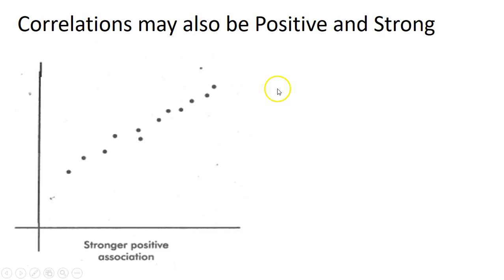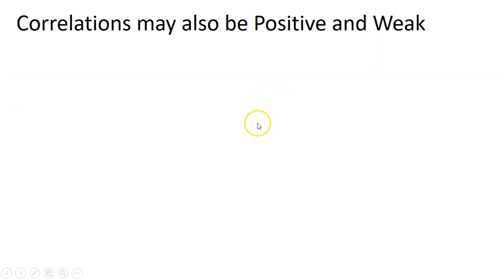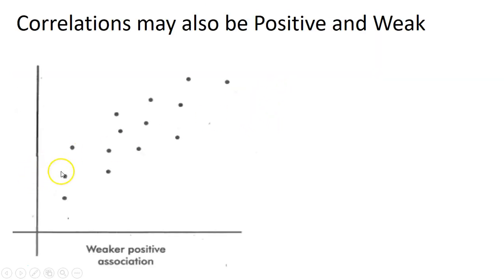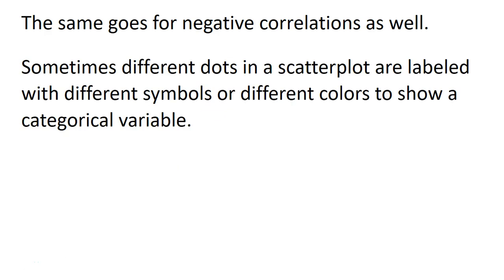And it's positive. It's going up. Correlations may also be positive and weak. So it's looking like it's going up, but they're kind of all over the place. Point being is it's positive, but it's a little weaker because even though it's a straight line, it's kind of not going up the whole way. The same goes for negative, right?